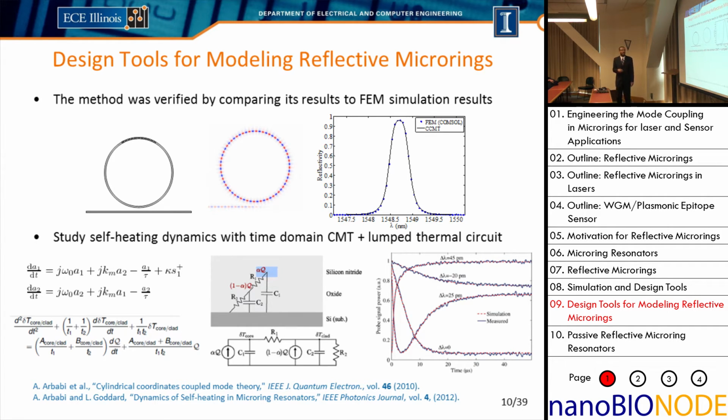So we developed time domain coupled mode theory plus a lumped thermal circuit model. We have these equations, which are just the standard coupled mode theory in the time domain, plus a thermal model where we consider that the core is the source of heat. When the light is propagating in the core of the waveguide, if there's absorption, there's a certain amount of heat generated, given by alpha Q. There's a certain amount of heat generated in the cladding, which is oxide, given by 1 minus alpha Q.